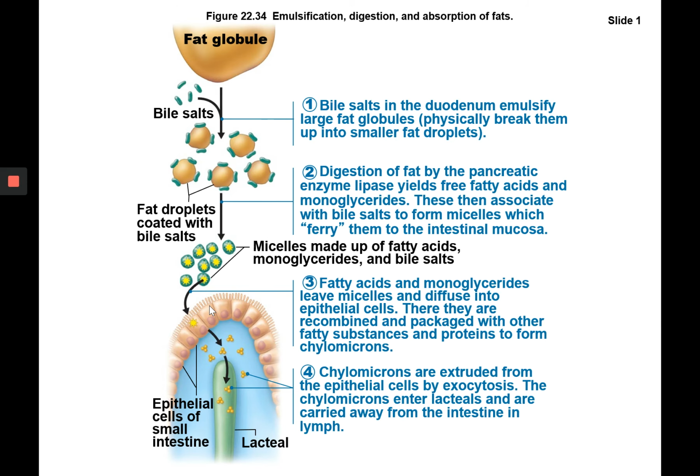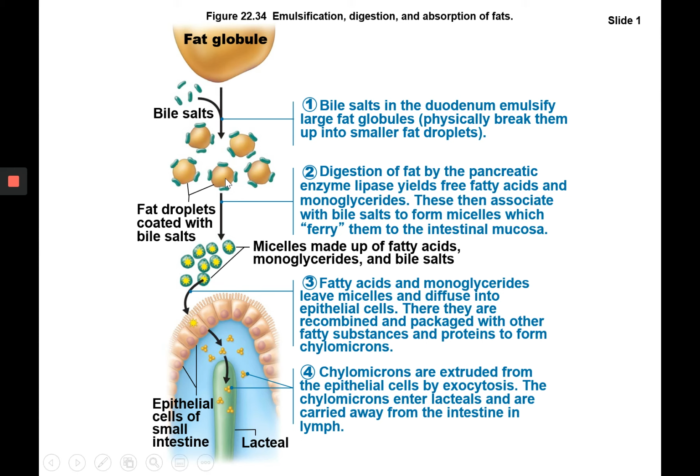So here is emulsification. Again, emulsification is the pre-treatment step that fats must go through in order to be absorbed through the enteric cells into a lacteal. So here's a large fat globule. It's really hard for lipases, enzymes that break down fat, to act on a large substance like this. So bile salts are released from the gallbladder into the small intestine to act on fat globules and break them down into smaller fat globules. These are much smaller and easier to act on, so the enzyme lipase is able to break down these fat globules coated with bile salts into monoglycerides and fatty acids.